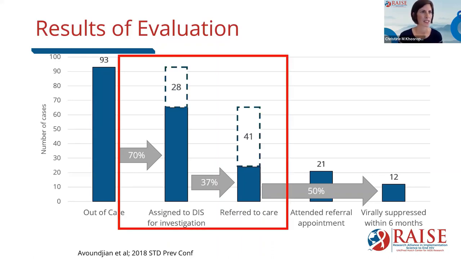Click, please. And so when looking at this sort of continuum, we noted some clear gaps in how this was being executed. So ideally, of the 93 people who were identified by the surveillance merge as being out of care, all of them should have been assigned to DIS for investigation. And of those that were assigned to DIS for investigation, all or nearly all should have been referred to HIV care. Again, these were people who had been identified as being out of care.